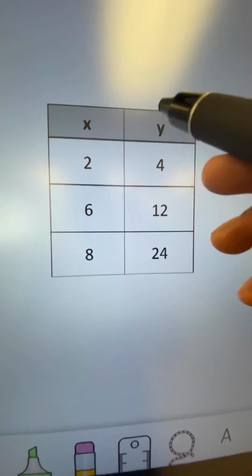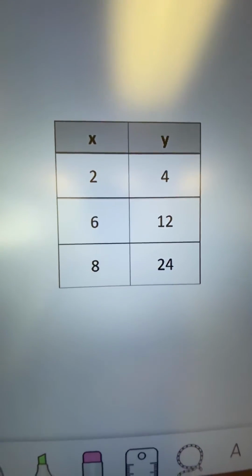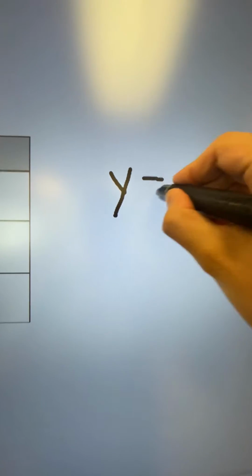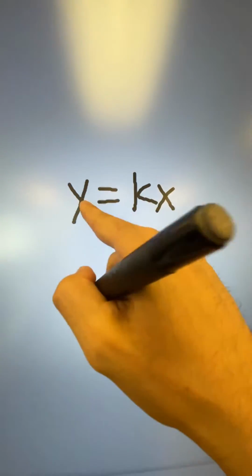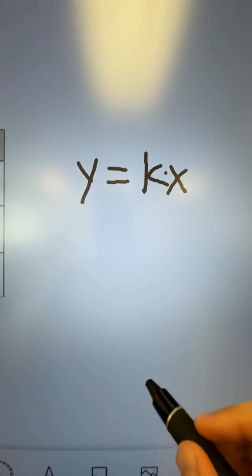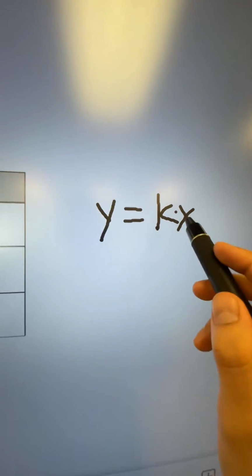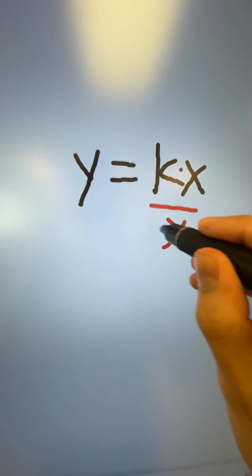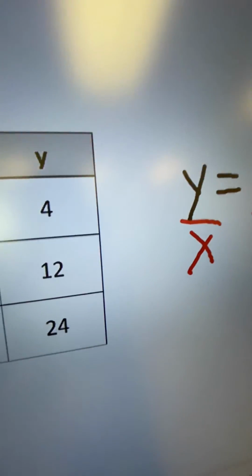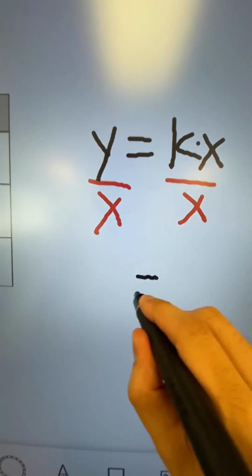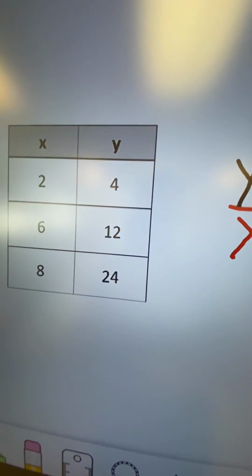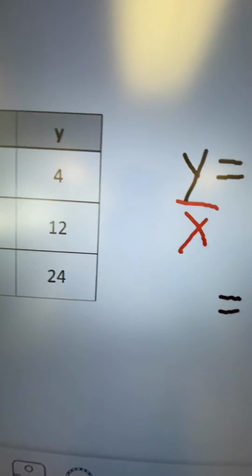To determine if this table represents a direct variation equation, first of all, we need to know a direct variation equation looks like this: y equals a number times x. And one thing I want to point out is that I'm going to solve for k. So I'm going to basically divide both sides by x, because I want to show you that we can use this to help us figure out if this represents a direct variation equation.